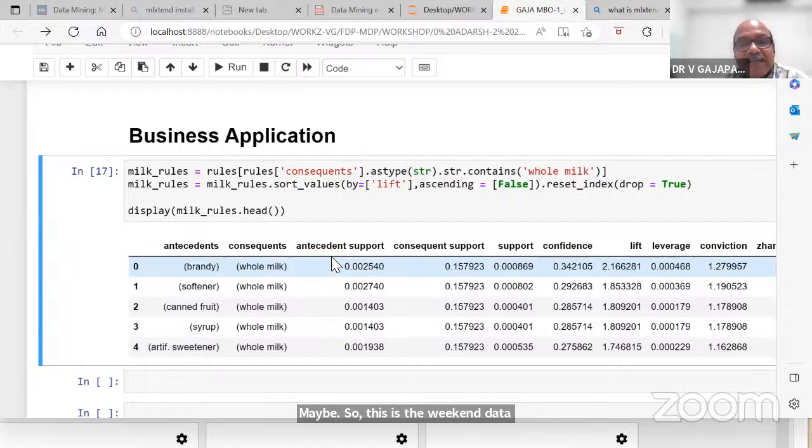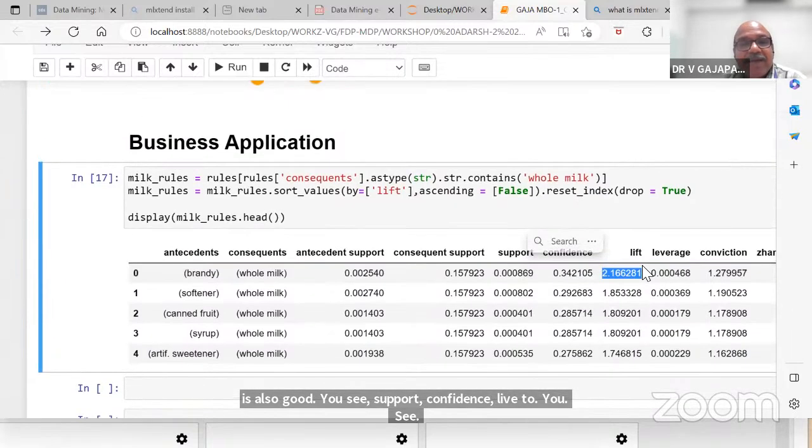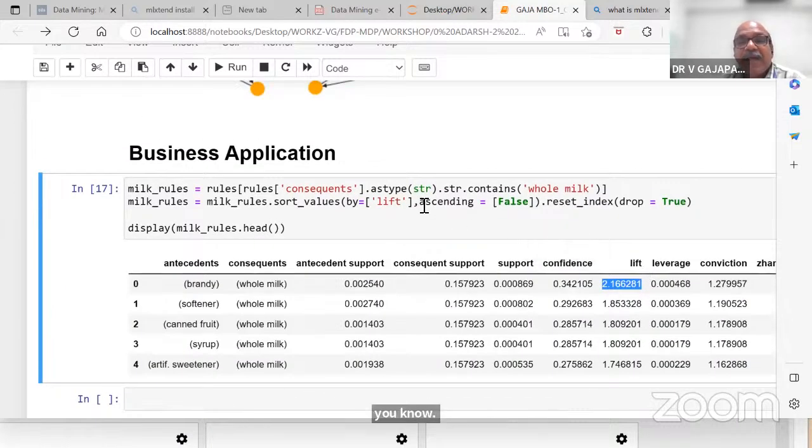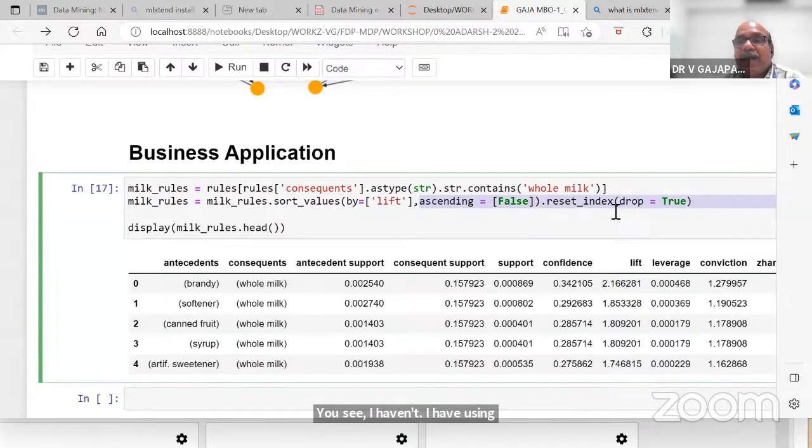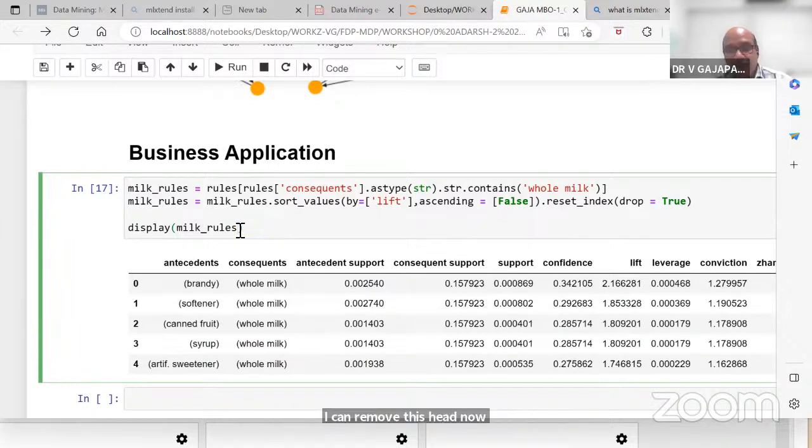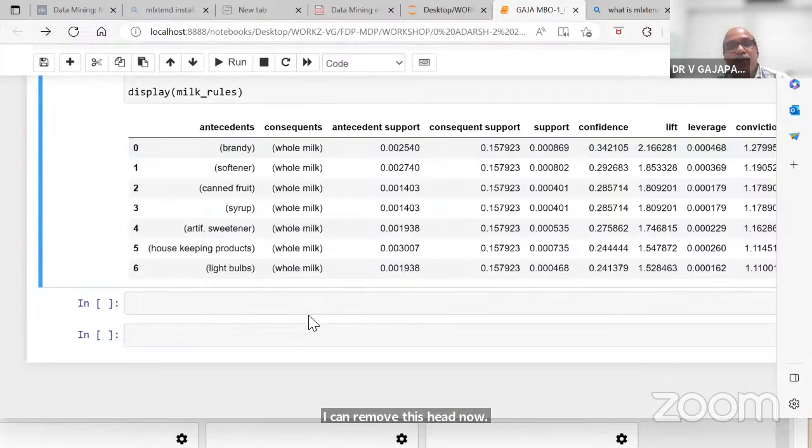Yes. And another one is antecedent support is also 0.002540. Consequent support is also good. You see support, confidence, lift, you see, lift. Here, you see, I have used ascending order using the lift. So it is coming in ascending order. I have given head for display of milk. I can remove this head now.